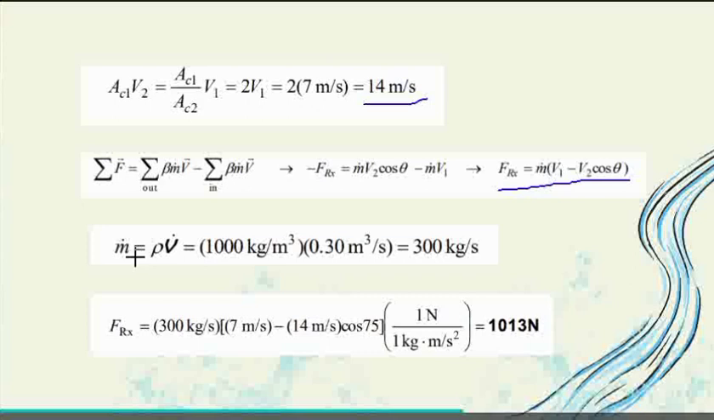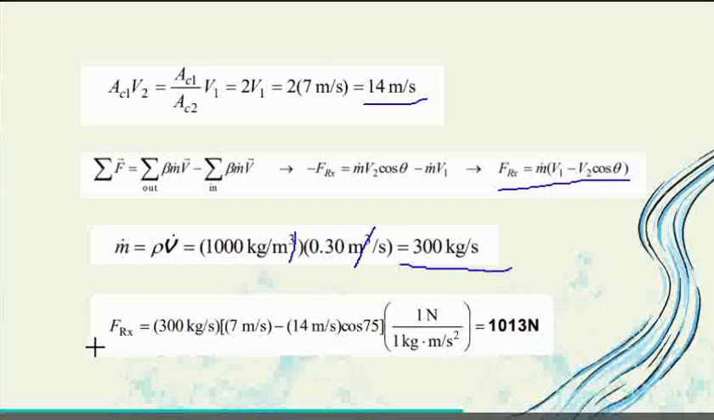The mass flow rate is equal to density times volume flow rate, which is 1000 kg per cubic meter times 0.30 cubic meter per second. Calculating this, we get 300 kilogram per second, because the cubic meter will be cancelled.